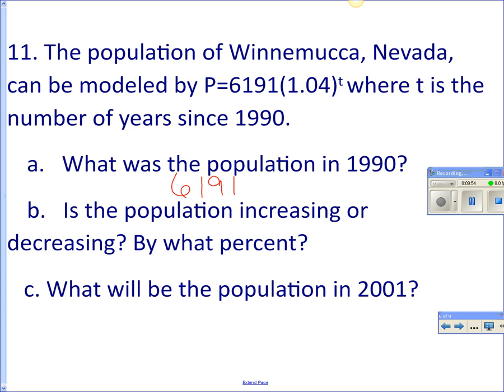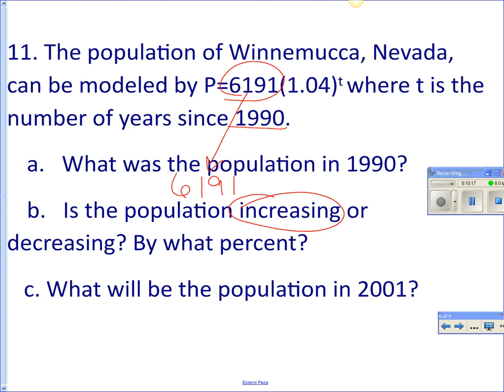It's the y-intercept, or what else? What else do we call it? Starting value. And what year did it start in? 1990. So the starting value is the answer. Okay? All right. B, is it increasing or decreasing? Chuck, what is this one doing? Is it increasing or decreasing? Very good.